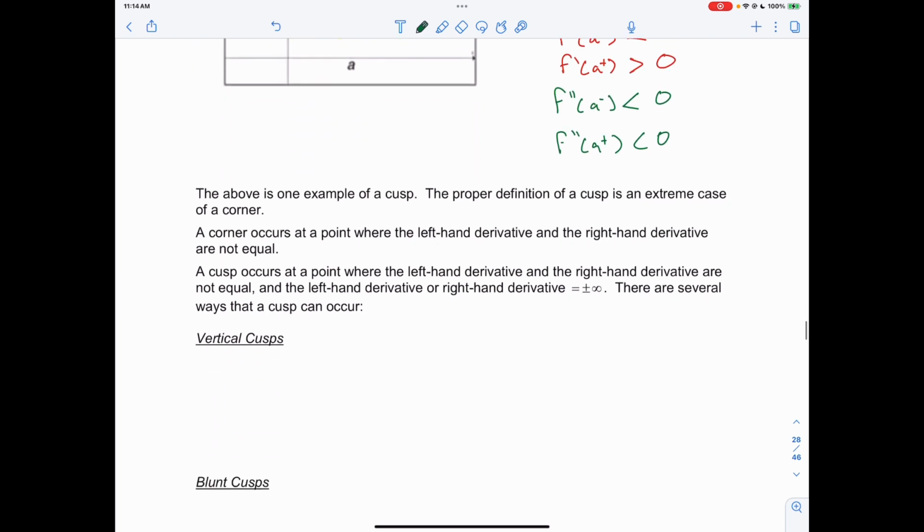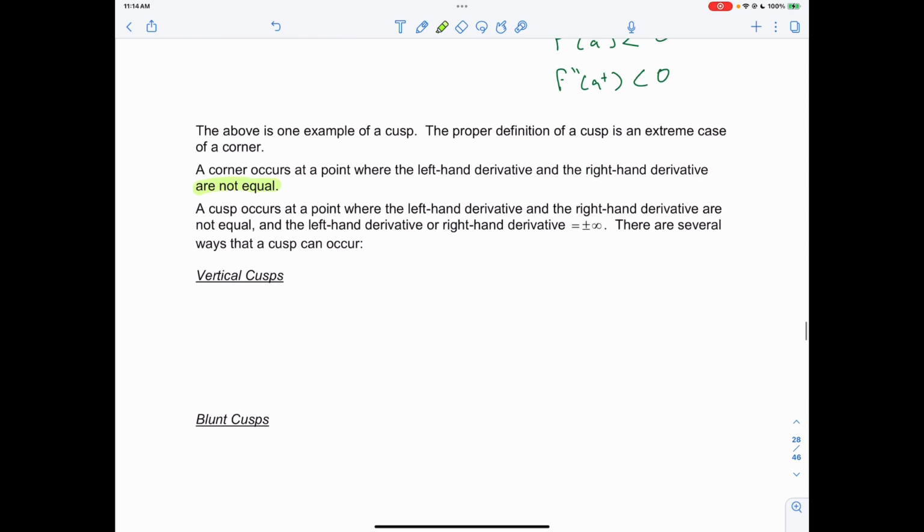So as it says, the above is one example of a cusp. The proper definition of a cusp is an extreme case of a corner. A corner occurs at a point where the left-hand derivative and the right-hand derivative are not equal. A cusp occurs at a point where the left-hand derivative and the right-hand derivative are not equal, and the left-hand derivative or right-hand derivative equals positive or negative infinity.